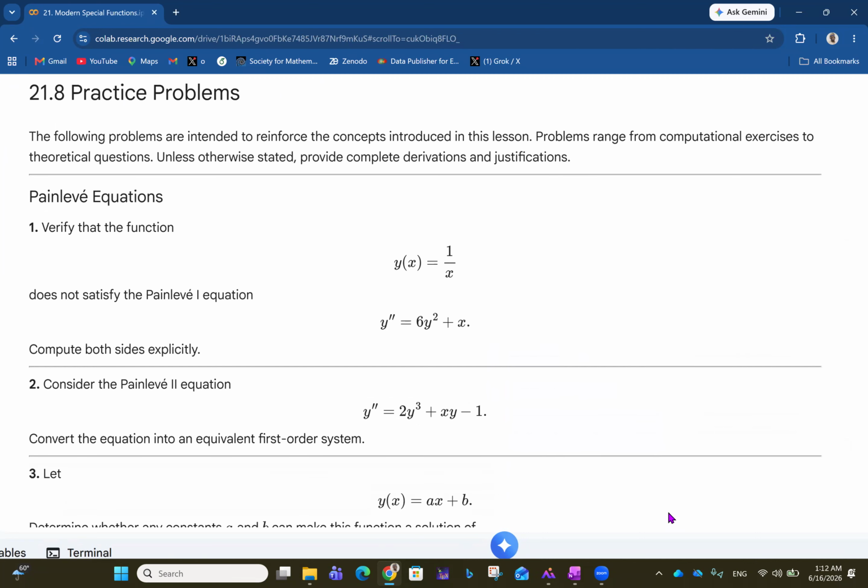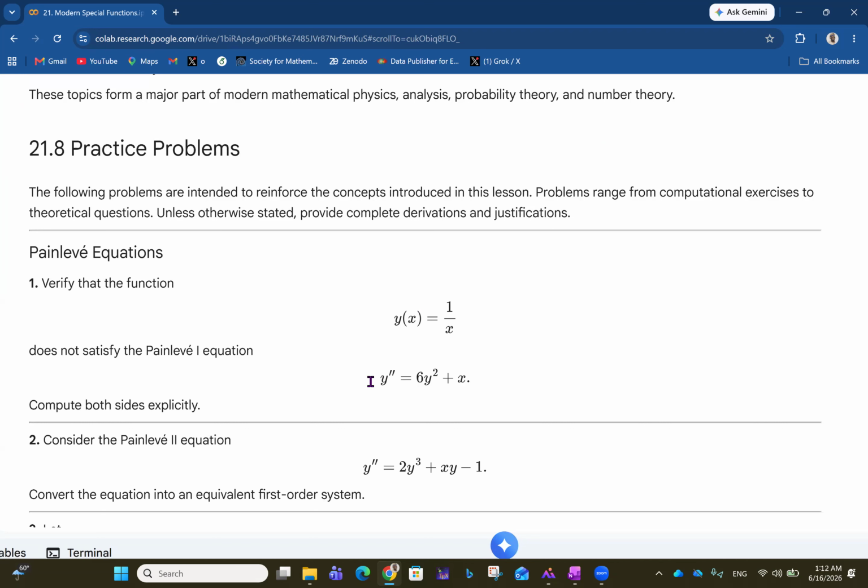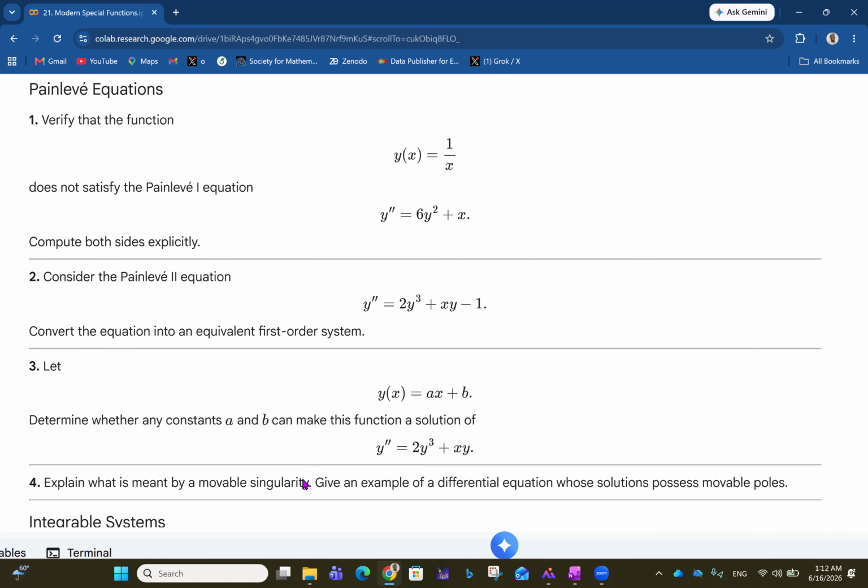You want to verify that the function y of x equals 1 over x does not satisfy the Painleve equation. All you need to do is take y of x as 1 over x. So you need it for y here. You're going to have 1 over x squared here. Then for y prime prime, it means you differentiate twice. If you put everything together, you get your y prime prime. Then if you evaluate 6y squared plus x and they are different, it means this y of x does not satisfy this. Then you have question 2 here for Painleve 2.